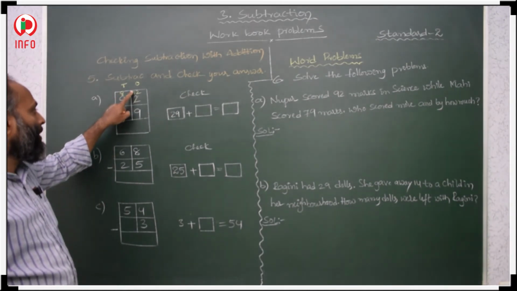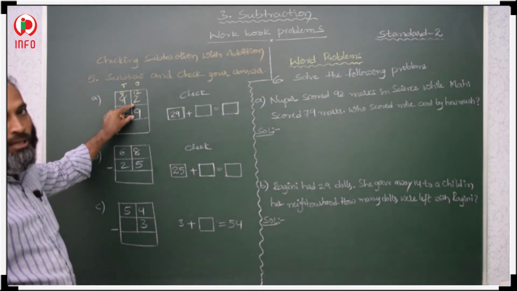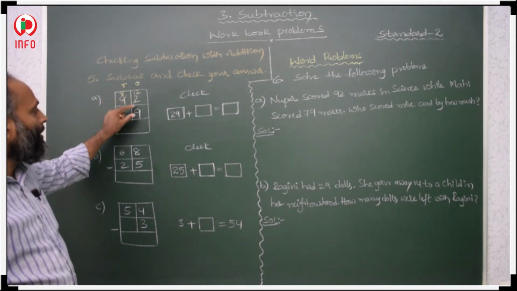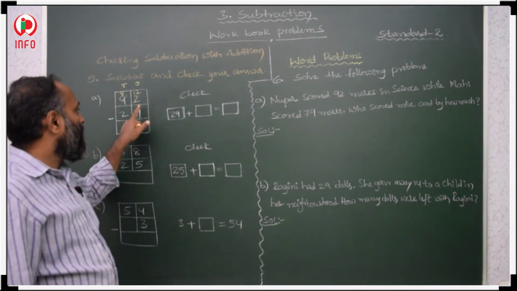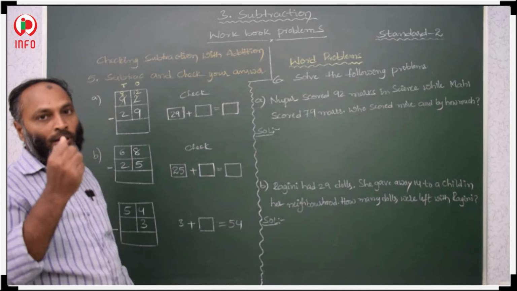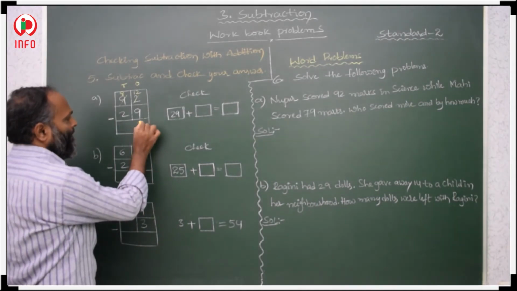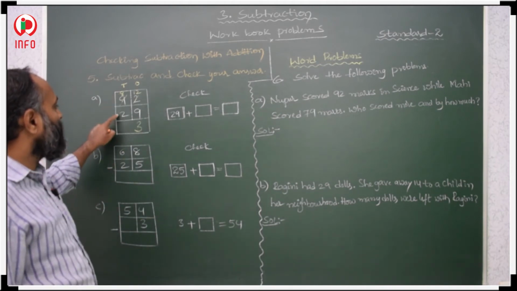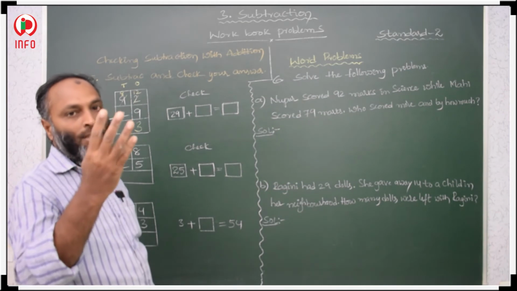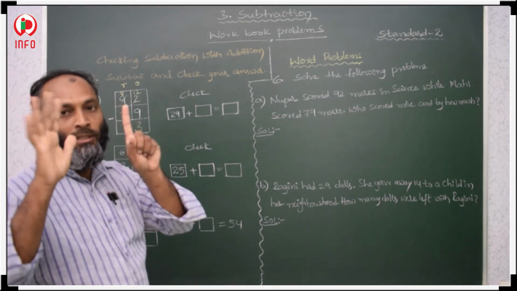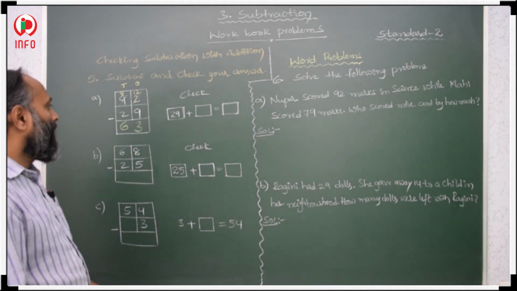Then 12 minus 9. Now the minuend is bigger than the subtrahend. Now you can subtract it. 9. From 9 to 12 you have to count: 10, 11, 12. 3. Then 8 minus 2. From 2 to 8 you have to count: 3, 4, 5, 6, 7, 8. 6. 63. Then how to check?